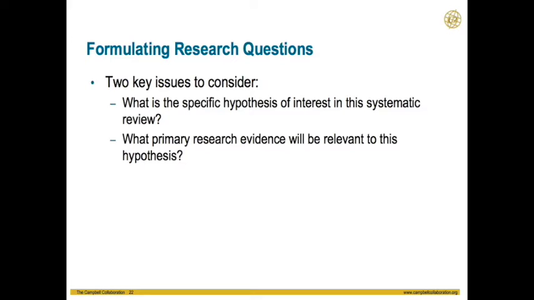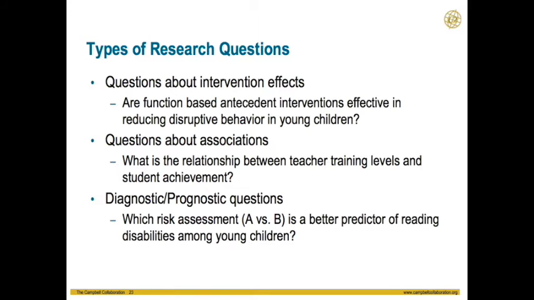So as I mentioned before, most of the examples I'm going to be using today, because we're talking about Campbell systematic reviews, will be research questions focusing on intervention effects. And really, these are kind of the most straightforward types of systematic review topics, especially when we think about meta-analytic methods as well. But here's an example of a question you might be interested in looking at intervention effects. Are function-based antecedent interventions effective in reducing disruptive behavior in young children? Okay, so that's a research question that you might be interested in.